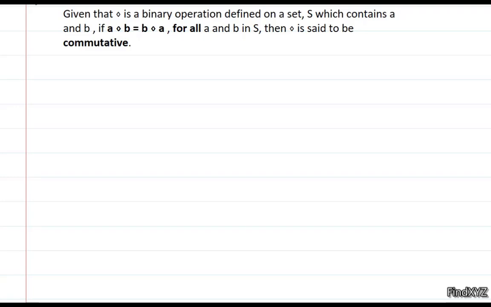So let's define commutativity. Now we are saying that given an operator diamond, a binary operation is defined on a set S which contains an element A and B. Now if we perform A operation B, it should be equal to B operation A for all A and B in set S. Then we can say that operator diamond is commutative. The key thing you should note, the key thing is A operation B must be equal to B operation A. The order in which we perform the operations does not matter.